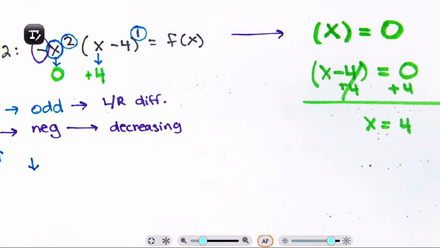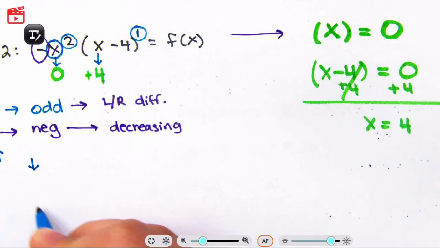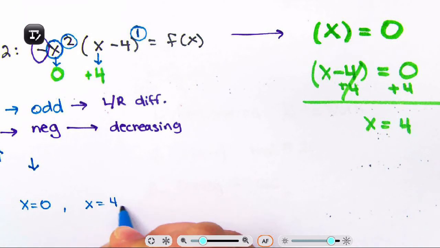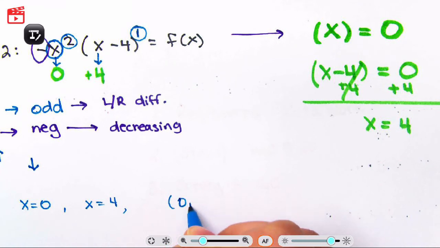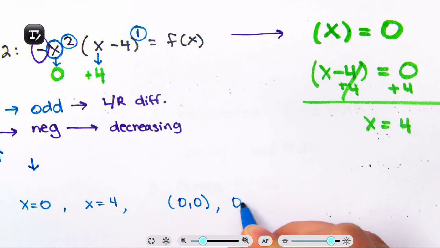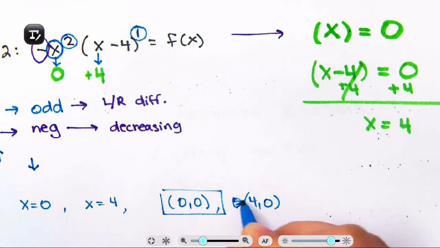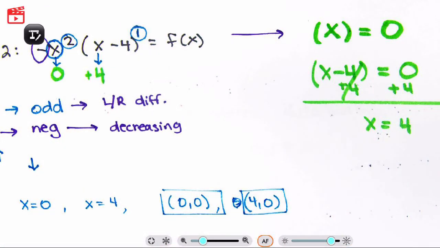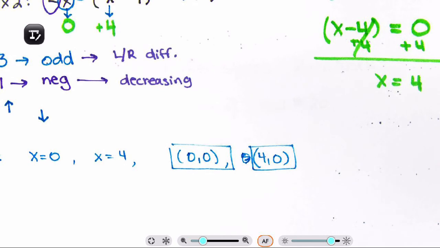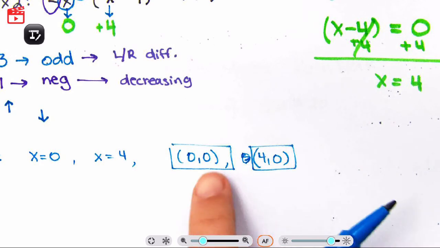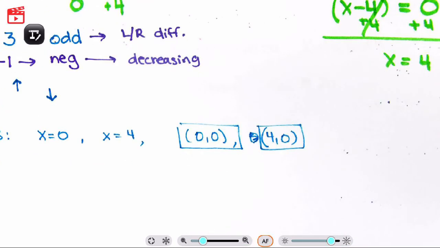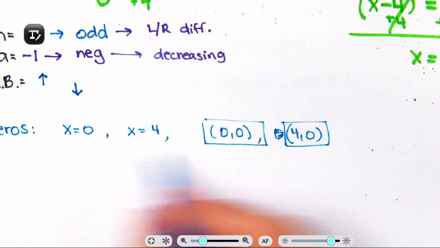So that means I have my zeros, or my x-intercepts, at x equals 0 and at x is equal to 4, which means I have a point at 0, 0, and I have a point at 4, 0. Those are the only two things on my x-axis that we can get close to, okay? Everything else, we can't cross it. So we have 2 points on the x-axis. Those are the only two things on the x-axis. Now we have our zeros.